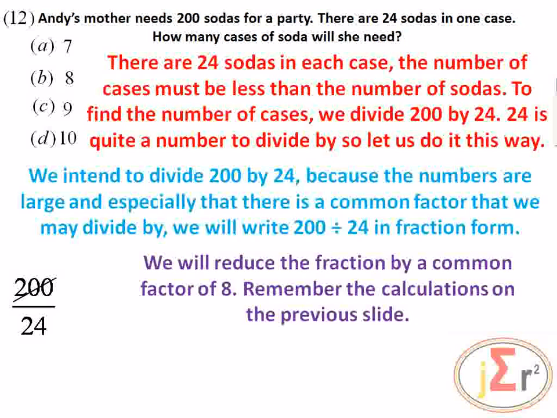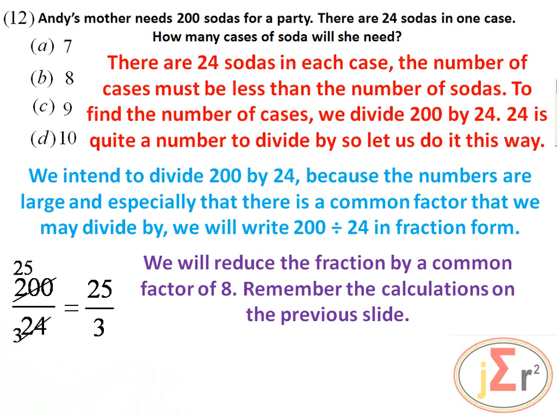Reduce that first. 200 divided by 8. And we said that was, what did we get? 25. We got 25. And then we say 24 divided by 8. And that will give us what? 3. 24 divided by 8 will give us 3. So there we have it. The fraction now is reduced to 25 over 3, meaning that we should divide 25 by 3.